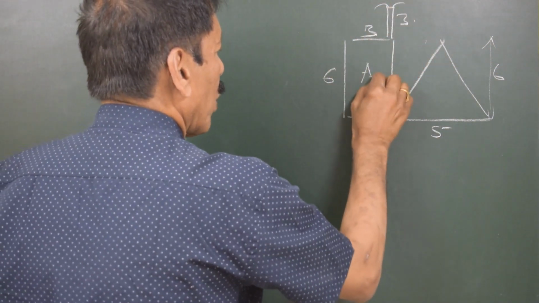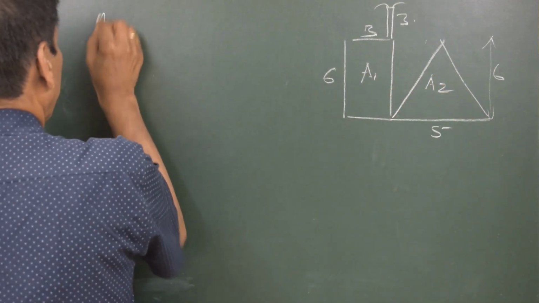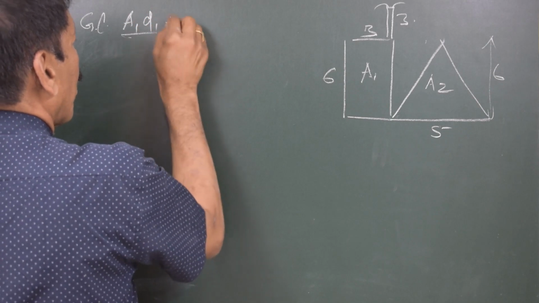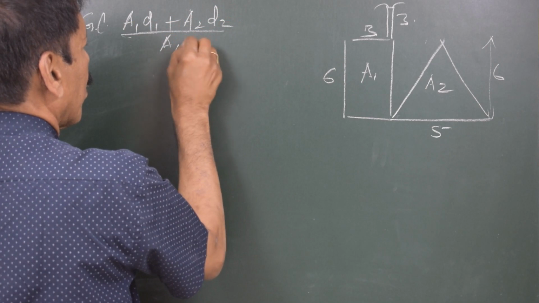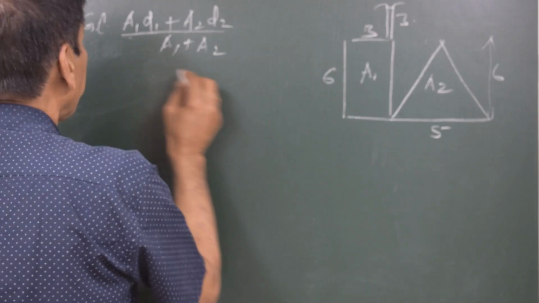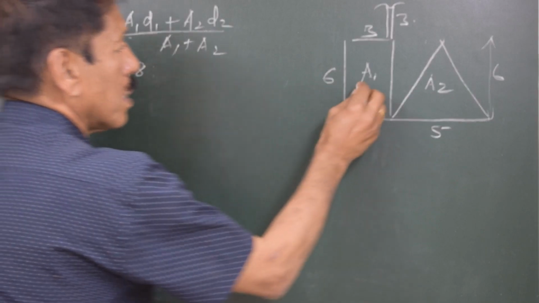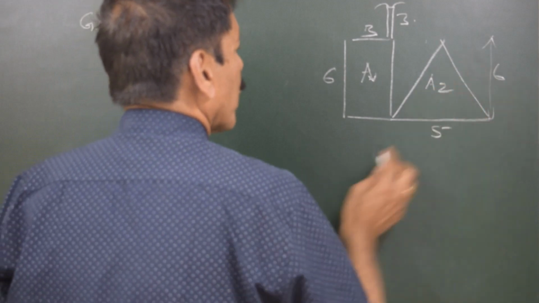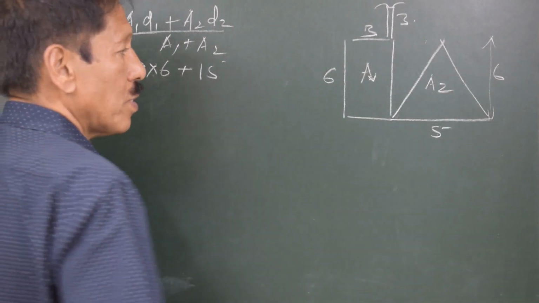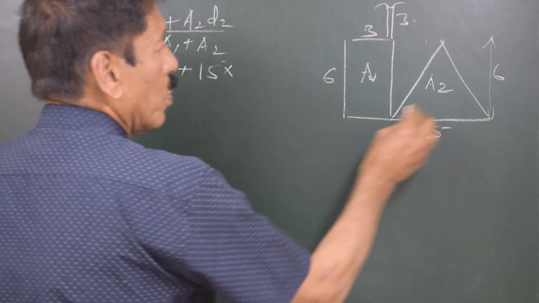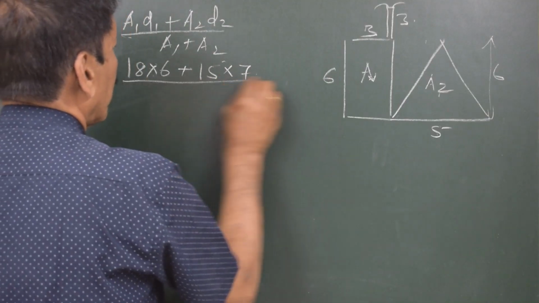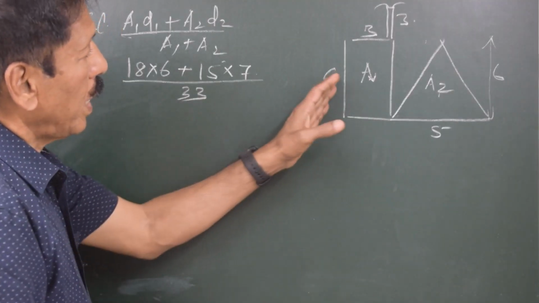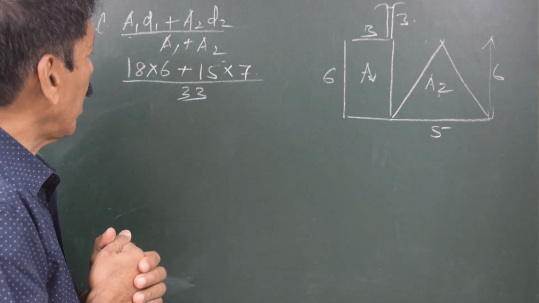Now the first thing that one should do is find out the common centroid. So common centroid, that is geometric centroid below the water level, will be A1 D1 plus A2 D2 divided by A1 plus A2. Now A1 is the area, that is 18. D1 is the distance of the centroid from the water level. You can see it is 6 meters. A2, this is 5 into 6, 30 divided by 2, 15. Half base into height, that is the area, into D2, that is 4 plus 3, 7. A1 D1 plus A2 D2 divided by A1 plus A2, that is 33. 18 is the area of the rectangle and 15 is the area of triangle.